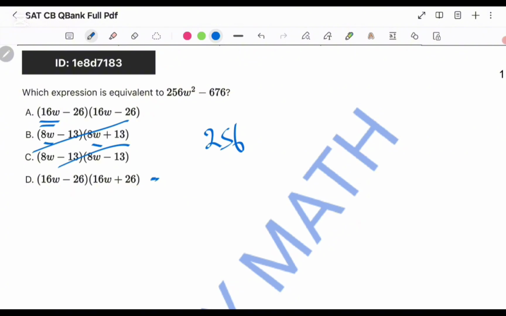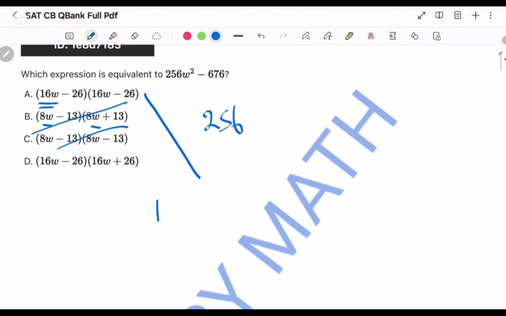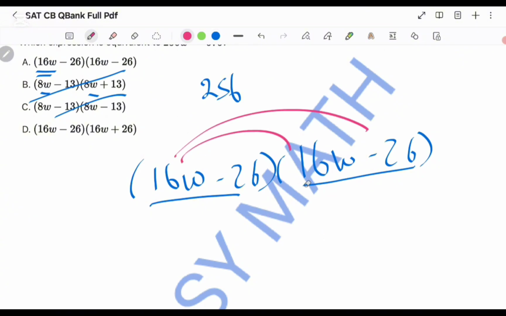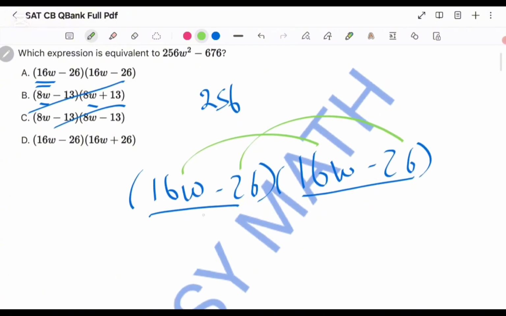You can try to expand, just for being safe: 16w minus 26, and then you have 16w minus 26 again. Now, when they are equal, you don't have to do this anymore. What you can do here is just do first times first and second times second. This is the only thing you can do when they are like this, the same bracket. You're multiplying the same bracket, so you can directly do first times first, second times second. However, here you need to do the normal way, which is multiplying each one by the two other ones.